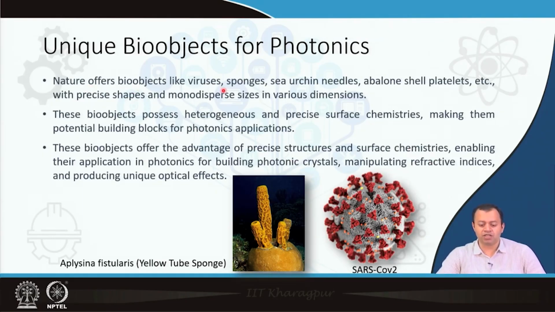Nature offers bioobjects like viruses, sponge, sea urchins, needles, etc. that have various periodical nanostructures of various dimensions. These bioobjects possess heterogeneous and precise surface chemistry, making them potential building blocks. They offer the advantages of precise structural and surface chemistries, manipulating the refractive indexes and producing unique optical properties. So, it has a unique periodical change in refractive index. This is also a periodical change in refractive index.